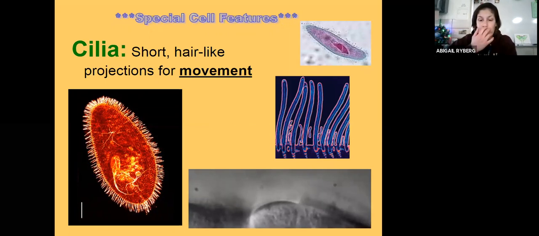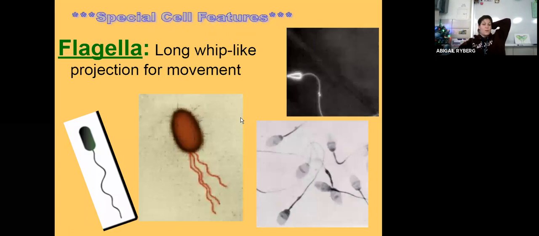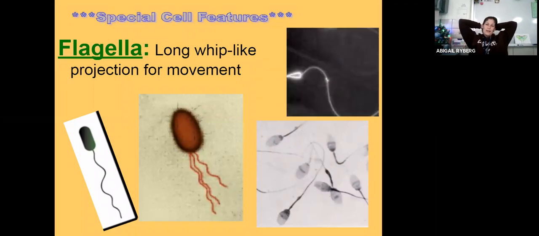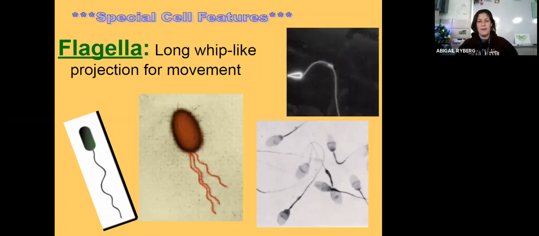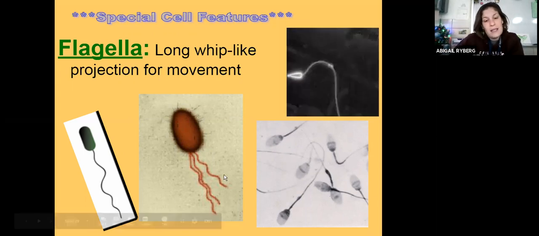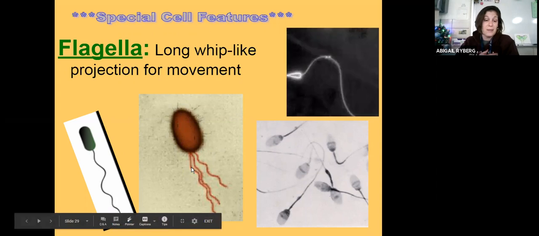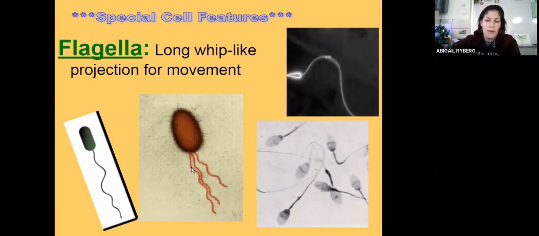So some special cell features, and I call them special because not every cell has these. So cilia, for example, some cells will have cilia, which are short hair-like projections used for movement. Again, just present on some cells, definitely not all. Another example of a special cell feature used for movement is a flagella. I think the most common flagella you probably have heard of or seen are sperm. Sperm cells usually have one flagella that helps them move. Some cells, like this image here, can have multiple, lots of flagella actually, to help them move.